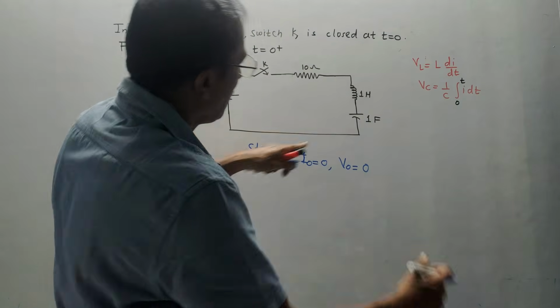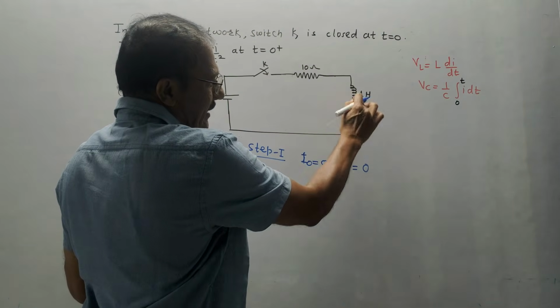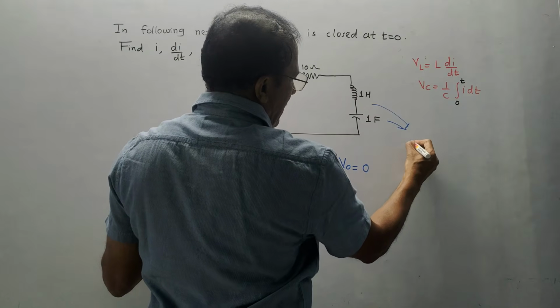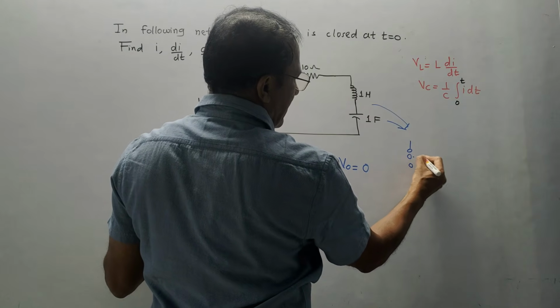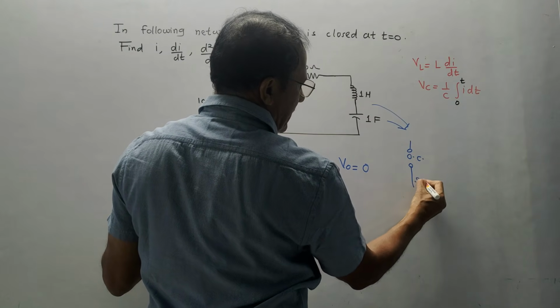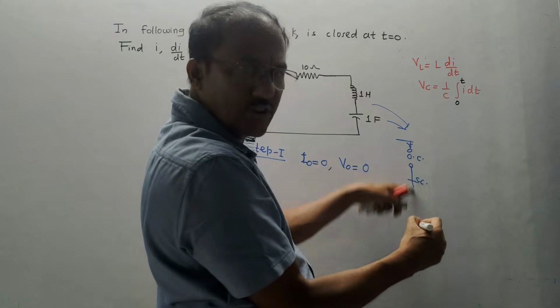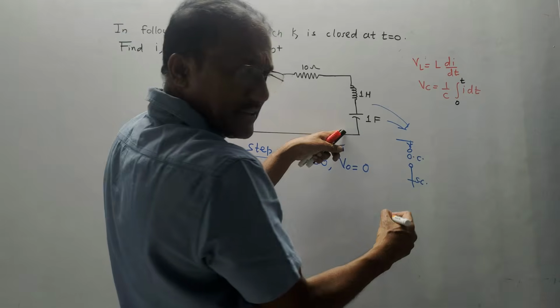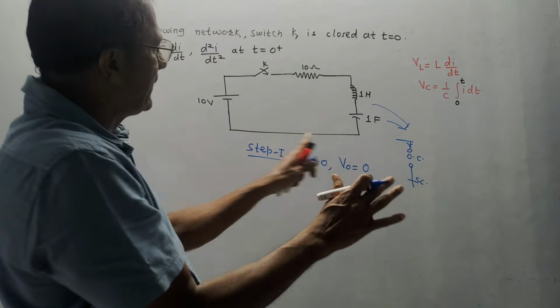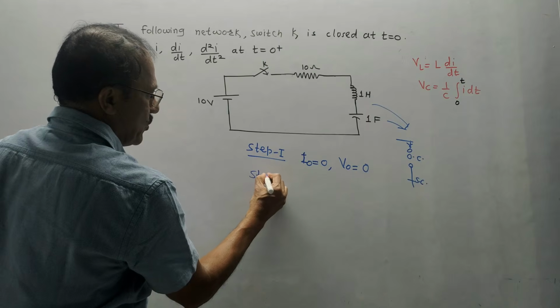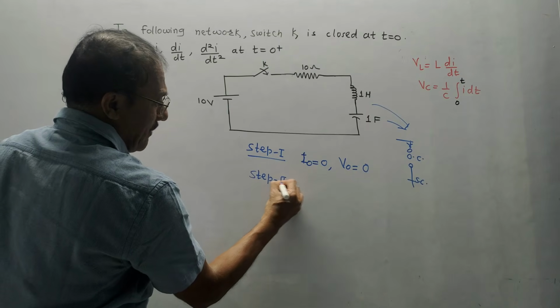At t is equal to 0 plus, the inductor will be open circuit, the capacitor will be short circuit. So if I draw this part only, then this will be open circuit and the capacitor will be short circuit like this. Due to the open circuit, there won't be any flow of current through this branch, that means through the inductor and capacitor. So initial conditions for inductor and capacitor are 0. This is step 1. Now step 2. Make the thing simple now.